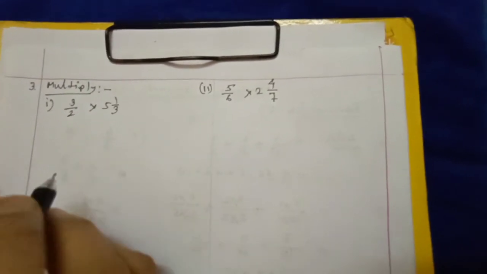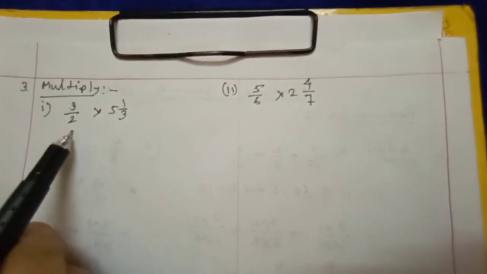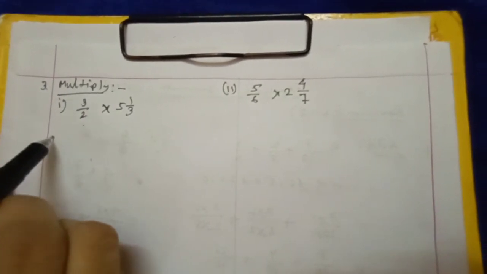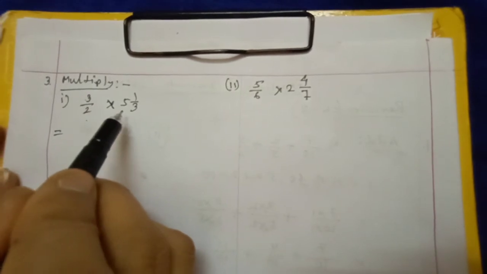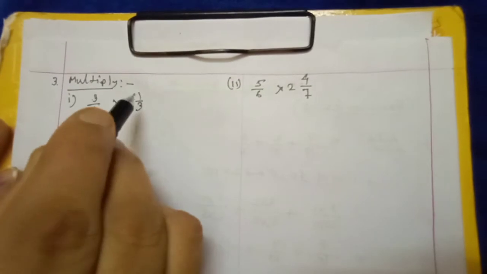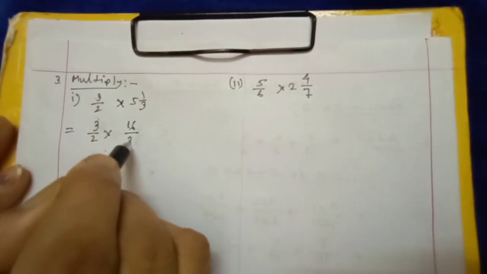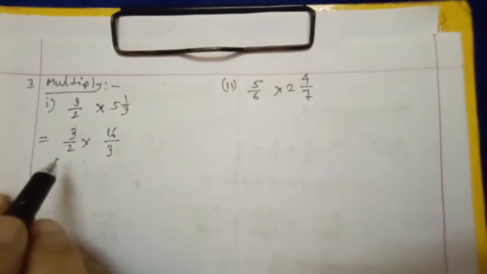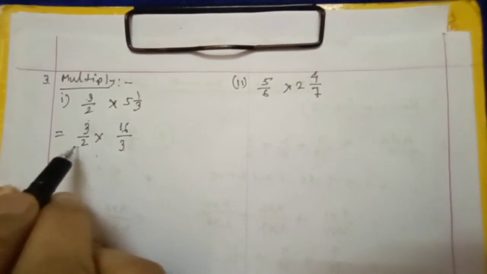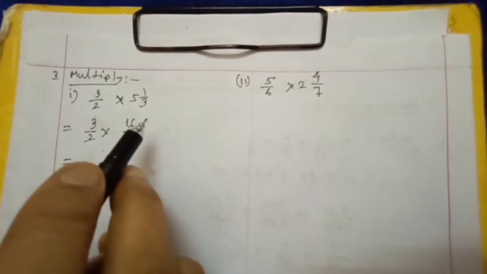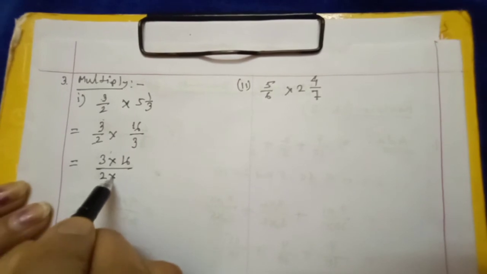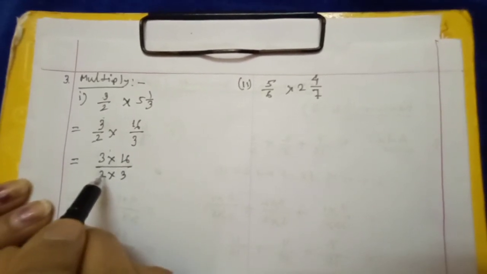Now multiplication: 3 by 2 into 5 1 by 3. First of all, make the mixed fraction into an improper fraction. 3 by 2 into 3 5s are 15 plus 1, 16 by 3. Now you have to see whether you can cancel or not. You have to cancel numerator with denominator, not denominator to denominator or numerator to numerator. So 3 into 16 by 2 into 3. Can you cancel? Yes, you can cancel it.